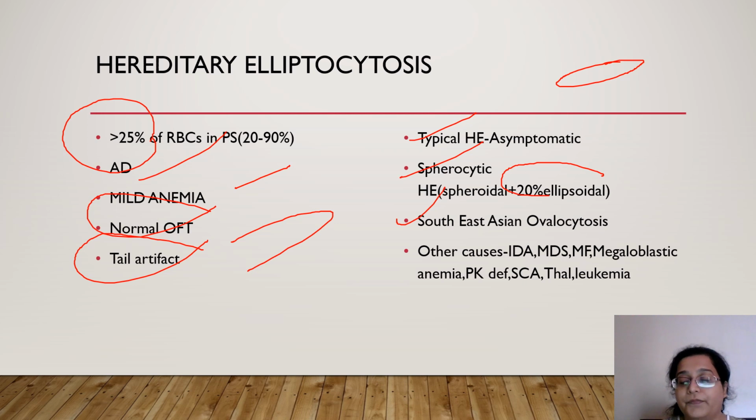first. Like the most common cause of elliptocytes in PS is iron deficiency anemia. So you have to also look for microcytic hypochromic cells. What is the MCV of this smear? Look for the iron profile. Look for Perls stain if you have the marrow, and then go for a diagnosis of HE. Then comes MDS, myelofibrosis, megaloblastic anemia, thalassemias. So there are multiple conditions. So before labeling something as hereditary, do think. And don't miss these things on a smear, thinking it is nothing.